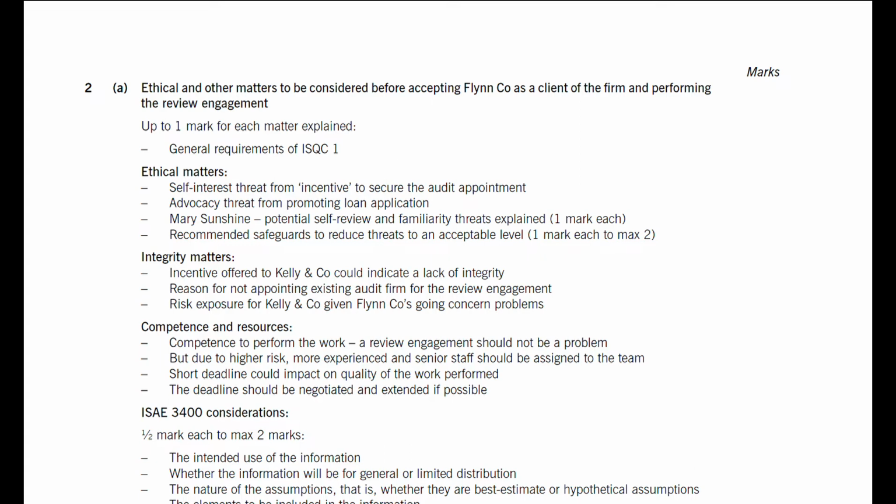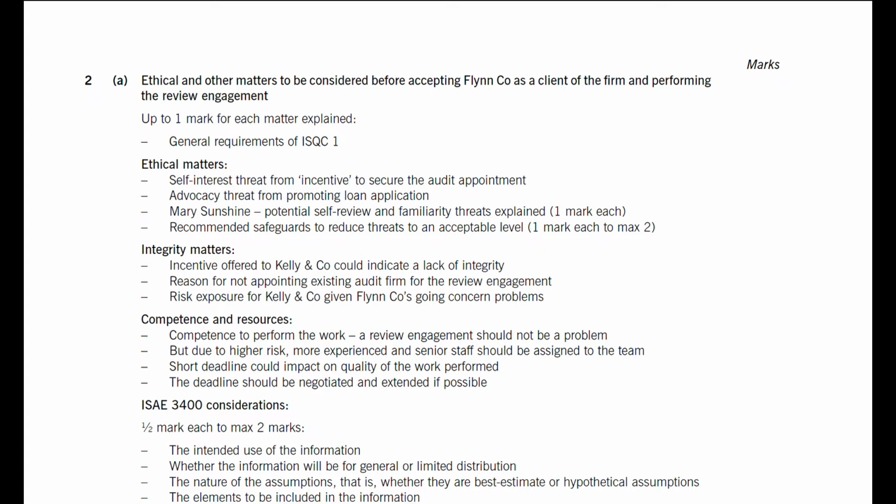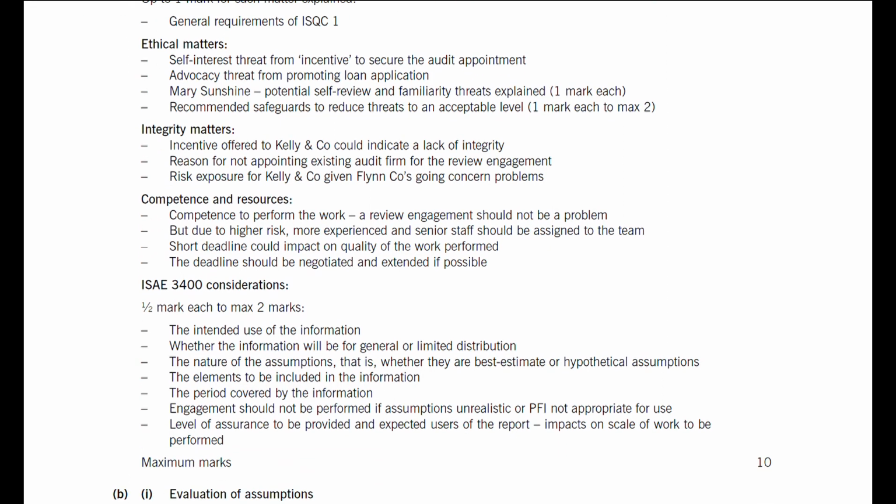Advocacy threat from promoting the loan application. Mary Sunshine, potential self-review and familiarity threats explained. Recommended safeguards to reduce the threat to an acceptable level.